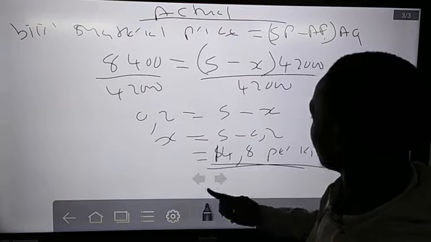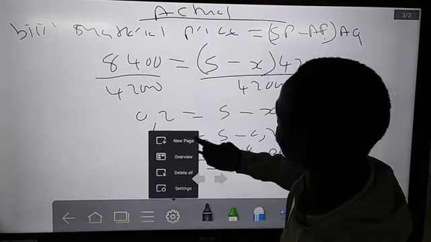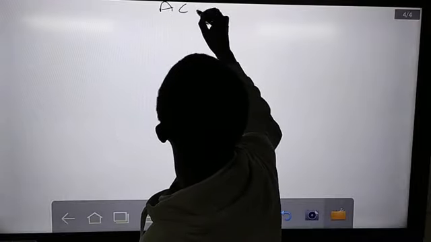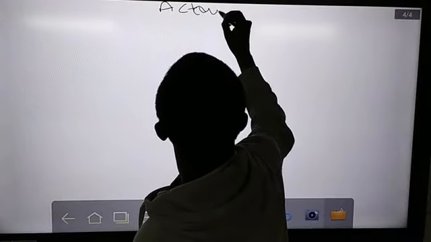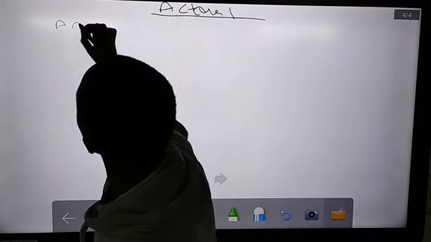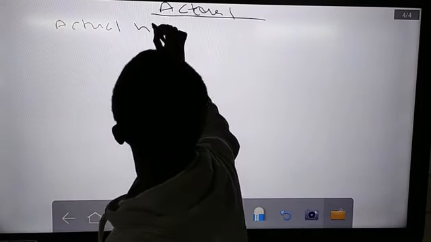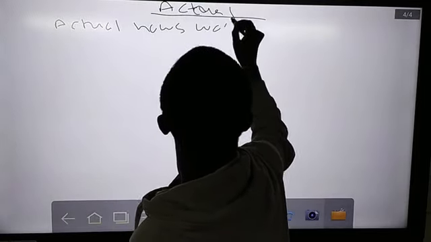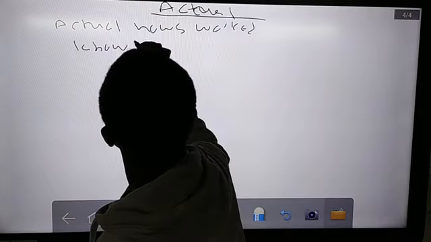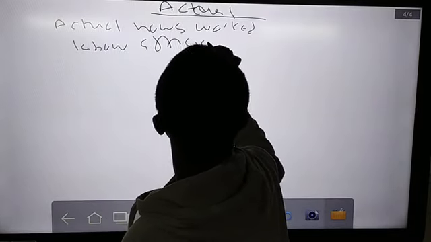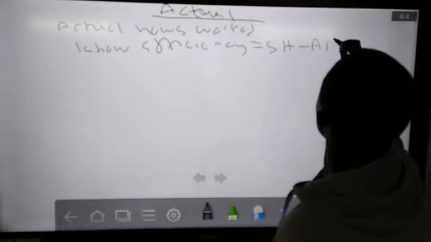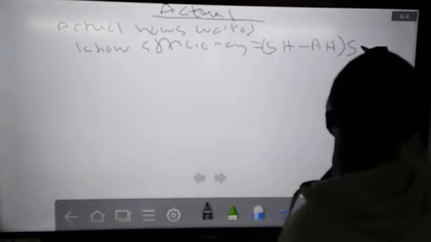Let's open a new page here. Remember, we are dealing with actuals. We are saying here we need the actual hours worked, so we use the labor efficiency. What's the formula for labor efficiency? Standard hours minus actual hours, then we have the standard rate.